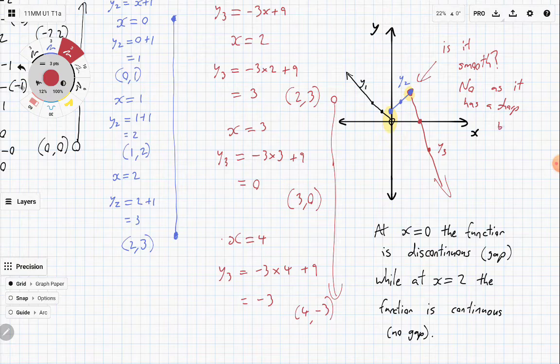So this would be continuous and not smooth at x equals 2, and it would be discontinuous at x equals 0. So it's a quick introduction into a slightly harder piecewise function, but also into smoothness and continuity, which are going to come up a fair bit.